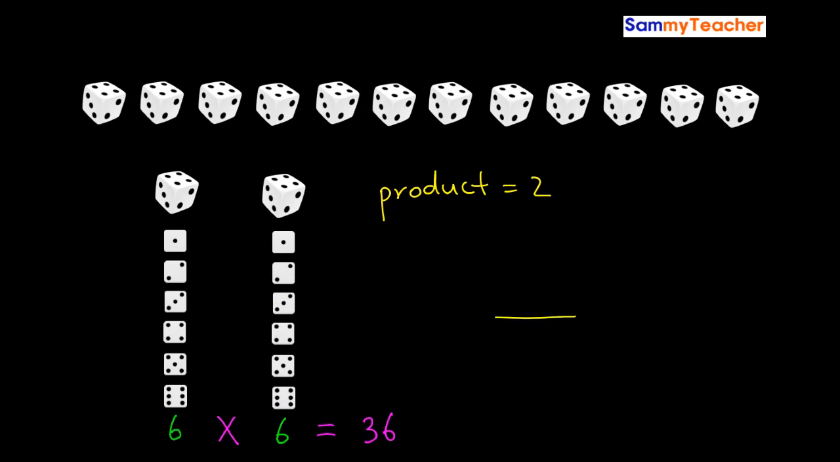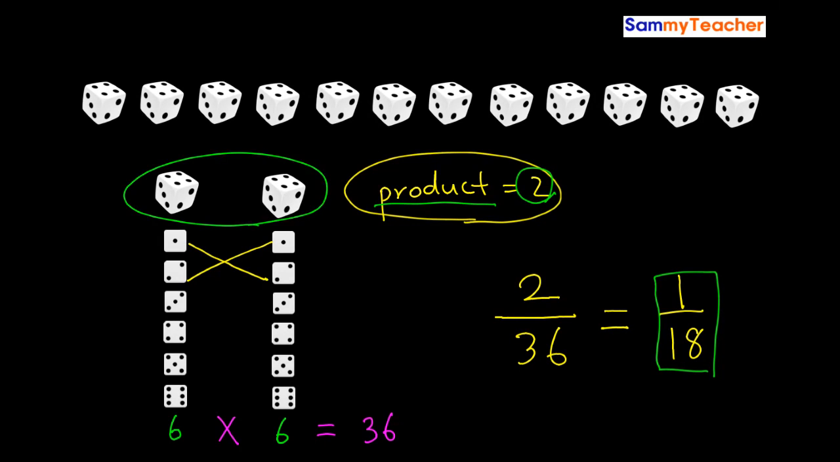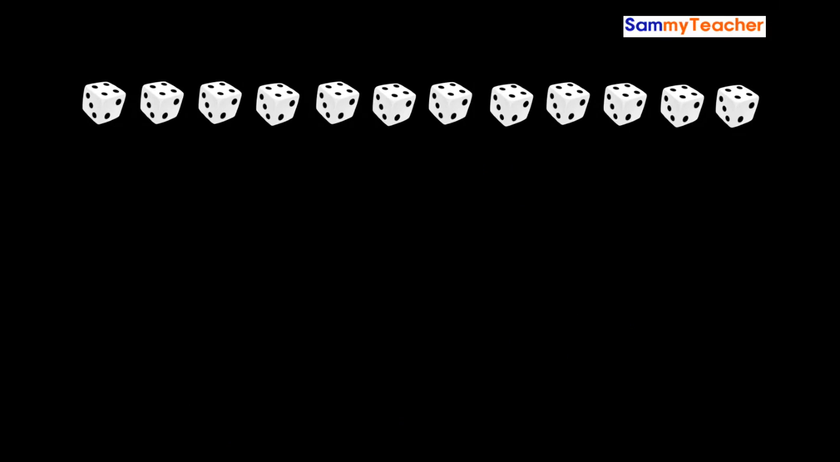And out of the 36 possible outcomes, only 1 times 2 and 2 times 1 will give us the product of 2. So there are 2 desired outcomes. So if I reduce this fraction, it will be 1 out of 18. And that's the probability of getting 2 as the product of rolling 2 dice. Now, let's try to answer the original question.